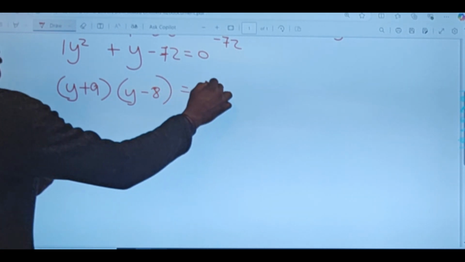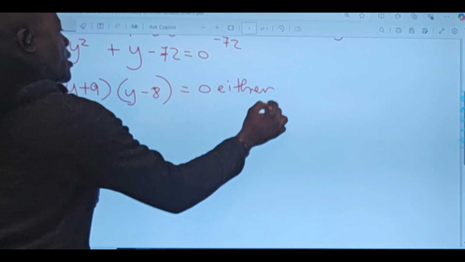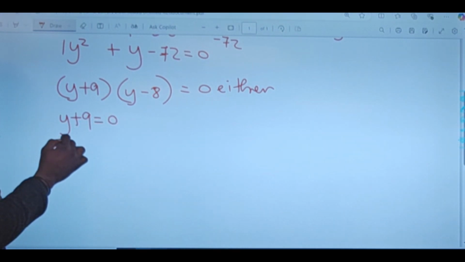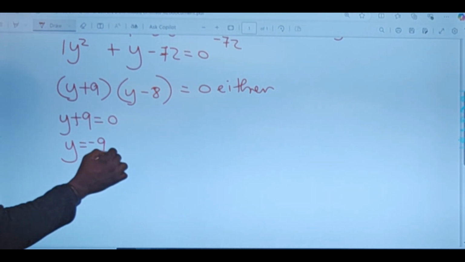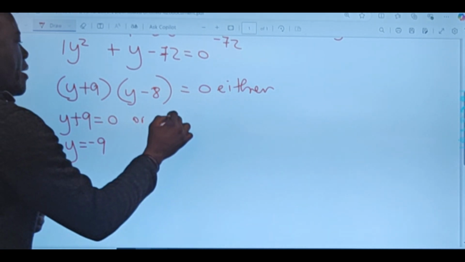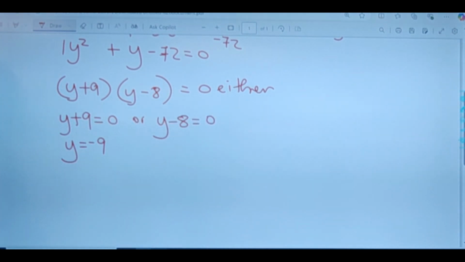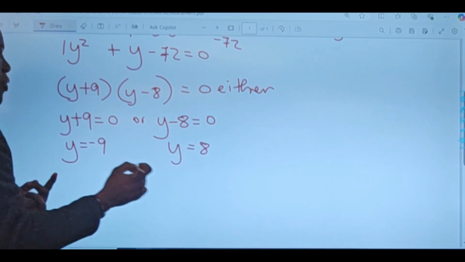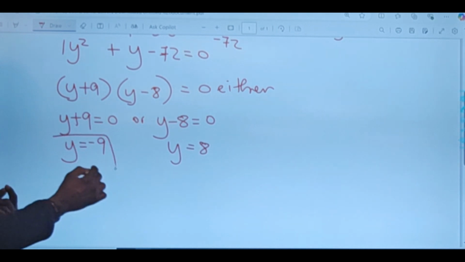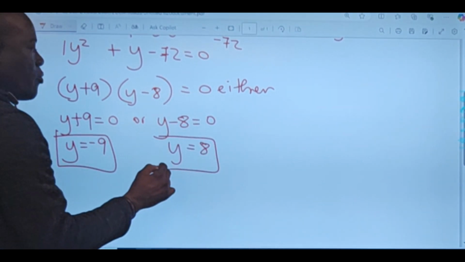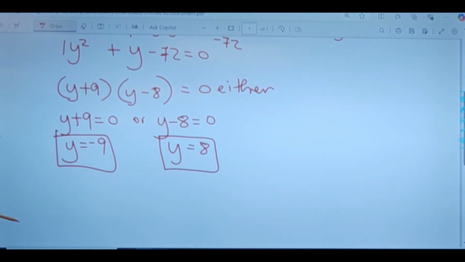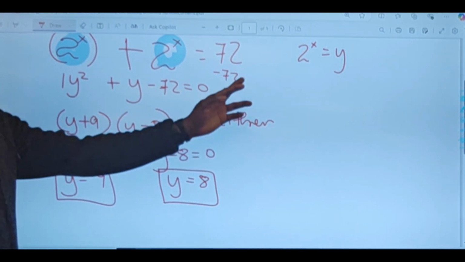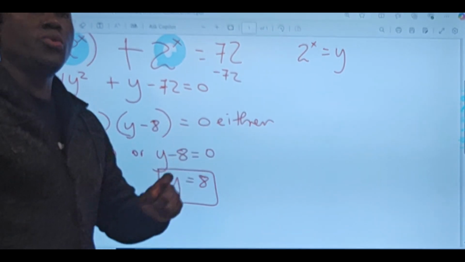Now with this said, we could say, hey, it's either y plus 9 equals 0, which would make y negative 9, or y minus 8 equals 0, and that would make y 8. So I have 2 responses, one where y is equal to negative 9, and one where y is equal to 8. What we're going to do now is go back and recall that 2 raised to the x is equal to y.